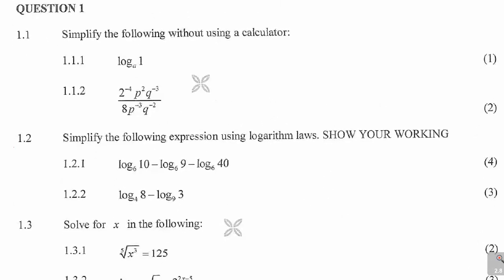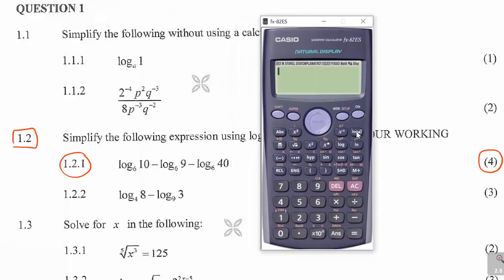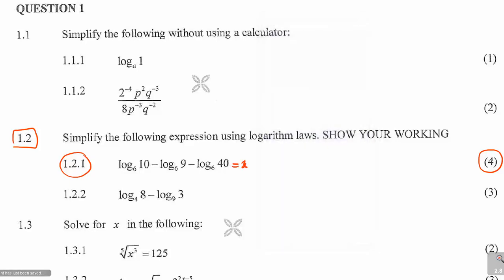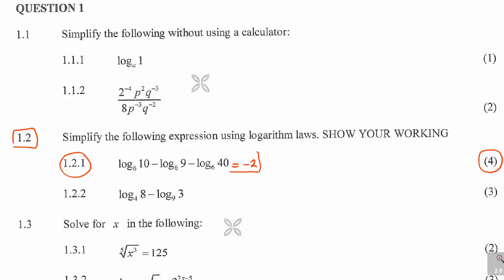For example, I'm looking at question 1.2 and 1.2.1. It's 4 marks, and I want to look at these logs. So they say simplify the following using laws of logarithms, show your working. If you just did this using a calculator, and you start writing it like that, minus log base 6 of 9 minus log base 6 of 40. If you just did this and then you say the answer is -2, so you're trying to work however you work, but your final answer you write -2 like that, and they said show your working. You're not going to get much, maybe 1 mark, but they might not even have given you any mark, just that they said don't use a calculator.